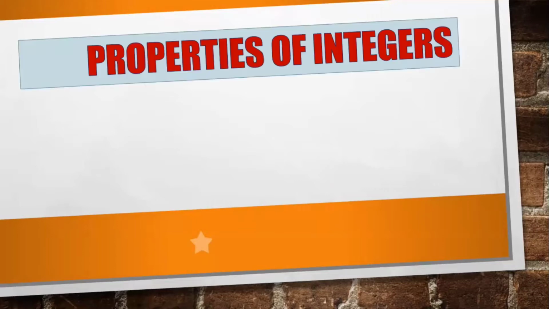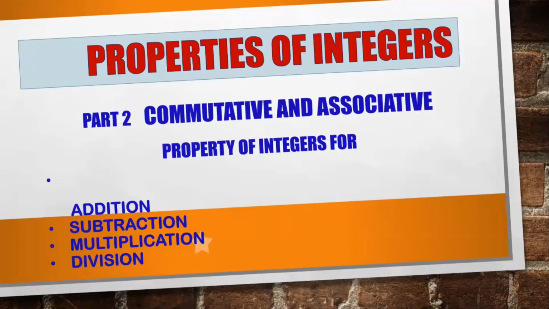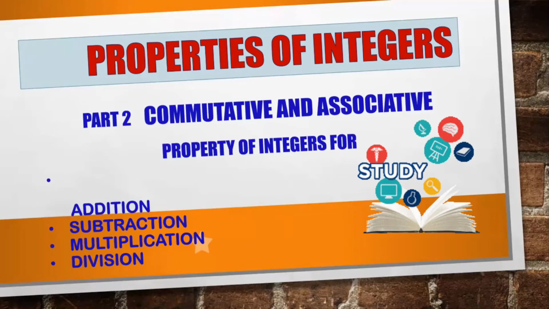So in the last video we have seen the integers closure property, right? So today we will be seeing part 2 of this integers property, in which we study the commutative property as well as associative property together. With the comparison we will try to see. अगर comparison करेंगे तो जल्दी समझ में आएगा.